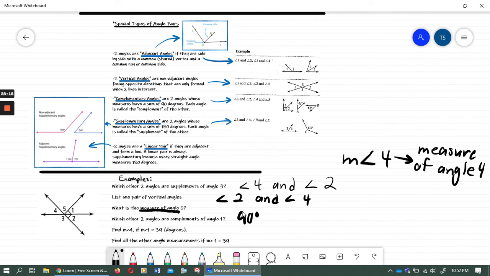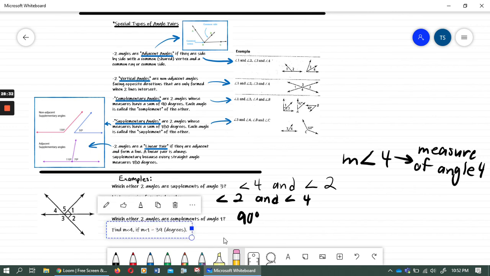We're going to have to go with these first 5, because I don't have enough time to go over that last one at the moment. So find the measure of angle 4 if the measure of angle 1 is 39 degrees. Let's do this one, and then I really got to go.